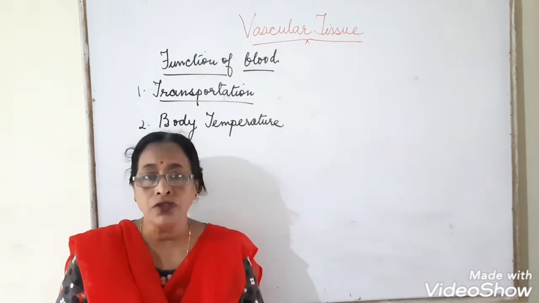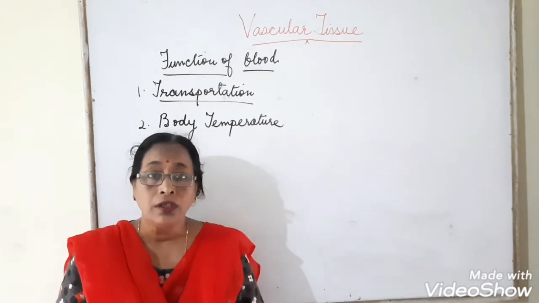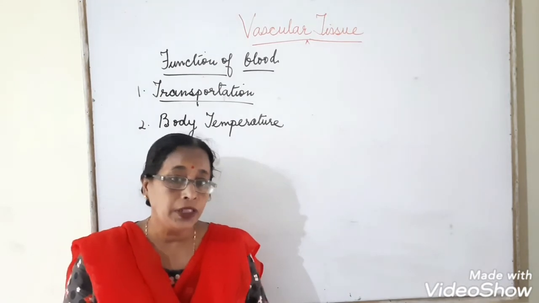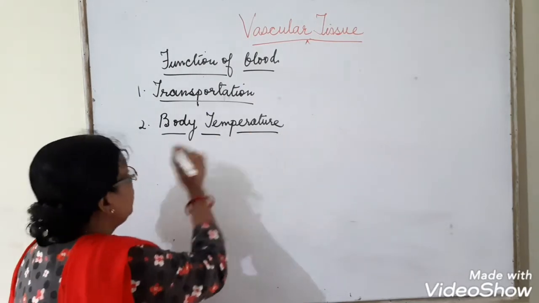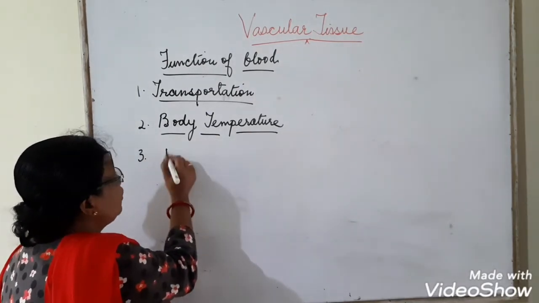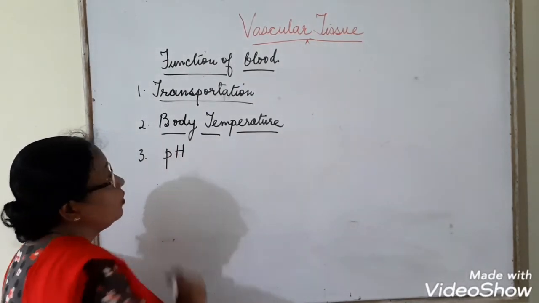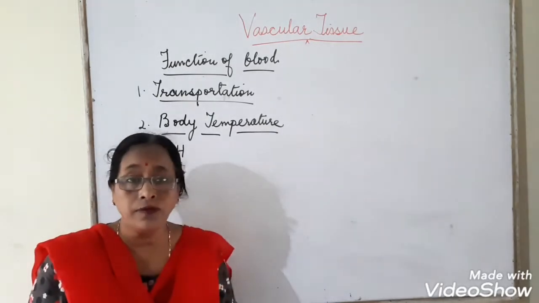The second important function of the blood is to regulate the body temperature. It also maintains the pH of the body.